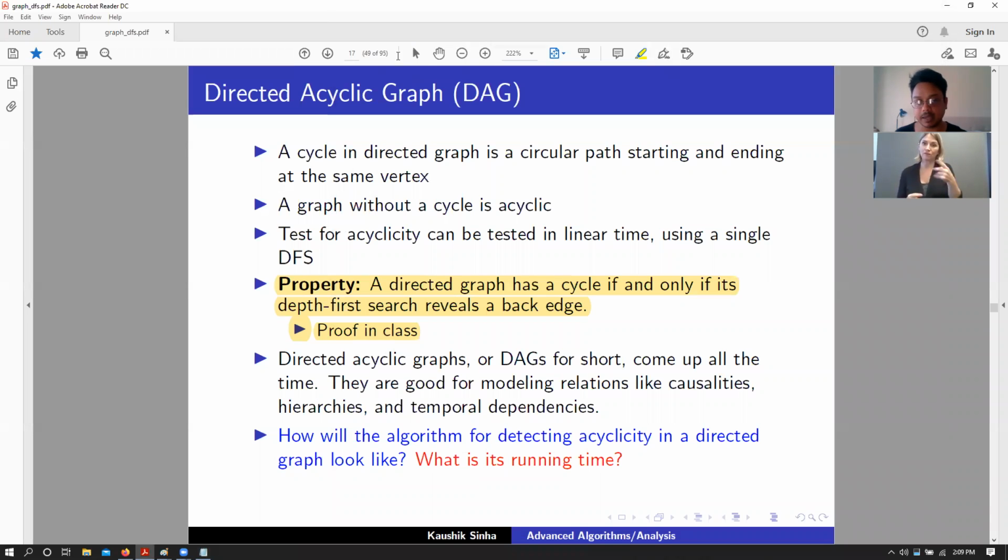So we can have such architectures in terms of graphs as well. The main thing that we need to understand is there are two types of graphs when we are talking about directed graphs. One is a graph without a cycle, which we call acyclic graphs. And the other is cyclic graphs, which are graphs that do contain cycles. Now, let's talk about a particular property of a directed acyclic graph. It says that a directed graph has a cycle if and only if its depth first search would reveal a back edge.